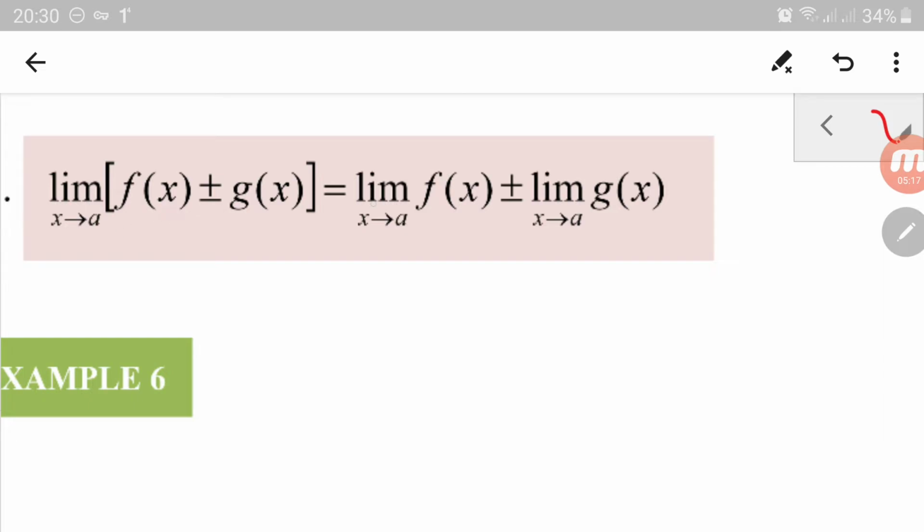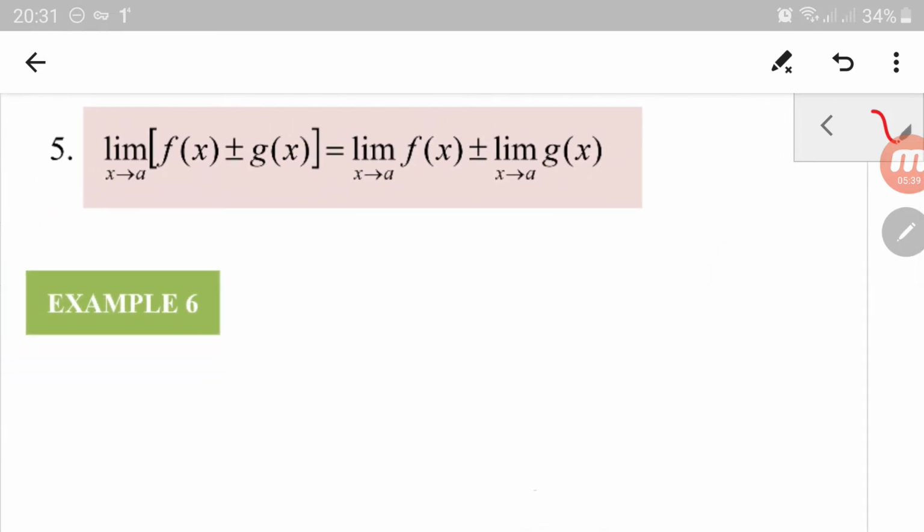This property simply means that we want to find the limit of multiple functions that add to each other or subtract each other inside a big bracket. We can find the limit of each individual function, and then add or subtract them later. That's all it means.